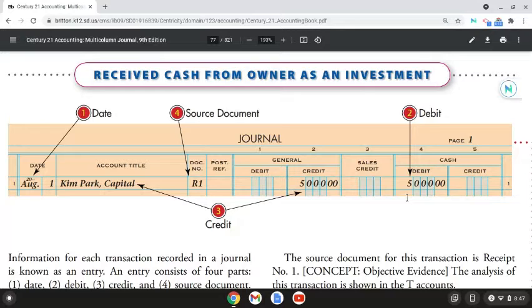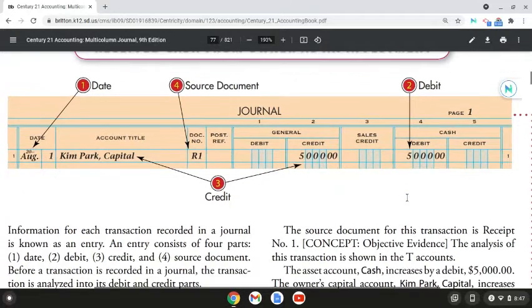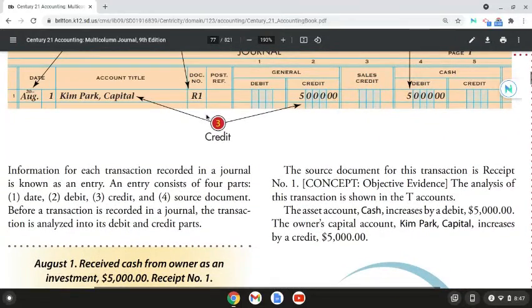Now, for this transaction, if you remember from when I read over chapter 2, both of these accounts are being increased. Since cash is an asset, it has a normal debit balance, so it increases by a debit and decreases by a credit. Whereas on the flip side, the owner's capital account is part of owner's equity, so it has a normal credit balance. It increases by a credit and decreases by a debit. And R1 for the document number means receipt number 1.